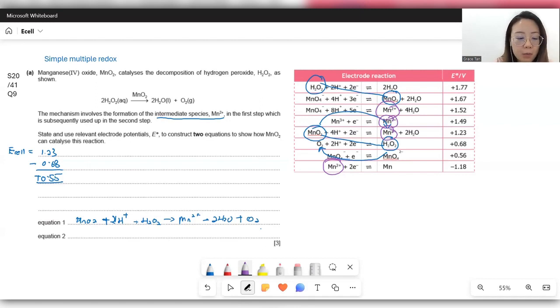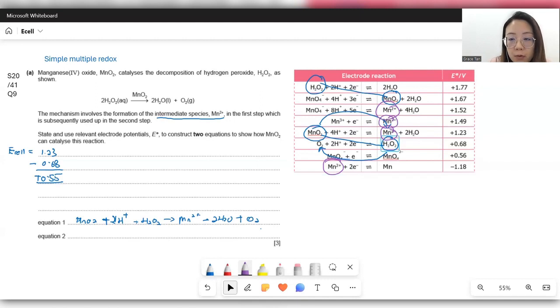Now then, when we circle the Mn2 plus here, remember, MnO2 is a catalyst. What is a catalyst? A catalyst is not consumed in a chemical reaction. So you need to pick the Mn2 plus equation that will regenerate the MnO2 catalyst back for you. Among all the equations, let's look at 1.52 over here. 1.52 Mn2 plus, but it gave manganate. That's not what we want. 1.49 Mn2 plus, Mn3 plus, not what we want.